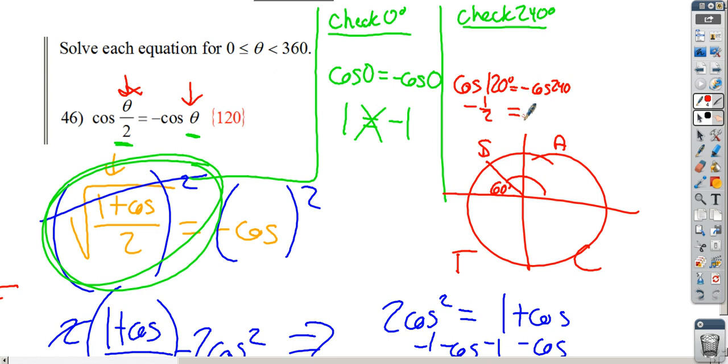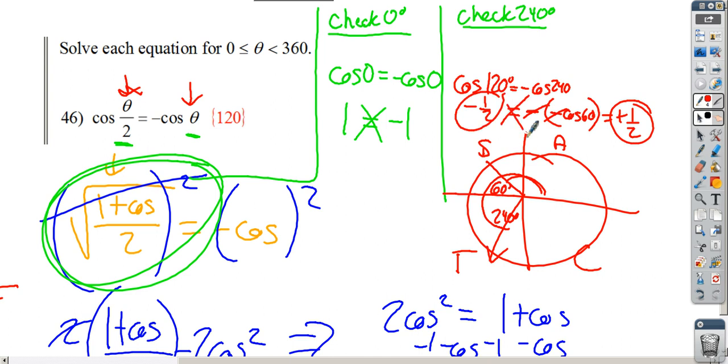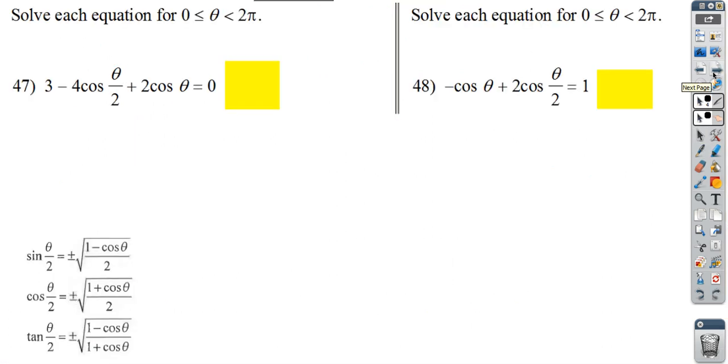Negative cos 240. Well, 240 is down here, and 240 is also negative. That's going to have a reference angle of 60, so that's going to be negative cosine of 240, and cosine of 240 we just said is like the negative of cosine 60. But notice negative times negative will be positive. That's going to be positive 1/2. Positive 1/2 does not equal negative 1/2. So it is important to check and make sure that we get the right things. If we had plugged in 120, it would work for both.